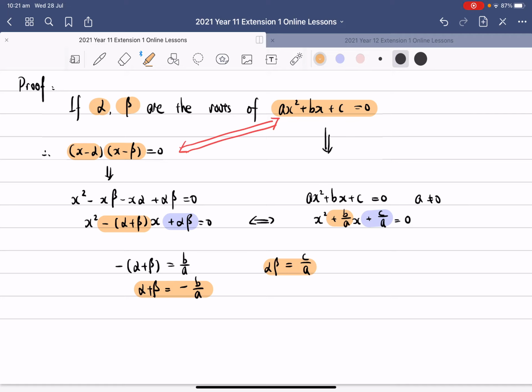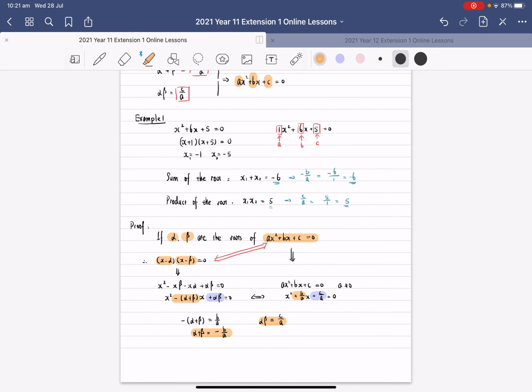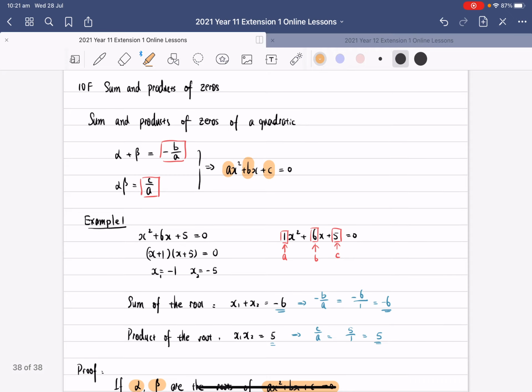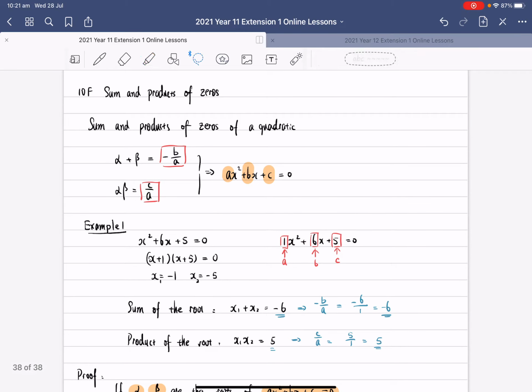Okay, all right. Now I'm going to show you the application a bit later, like what sort of question we are going to see later on. But right now, what I need to do is move on from the sum and product of zeros of quadratics to cubic, and then eventually to the power 4.